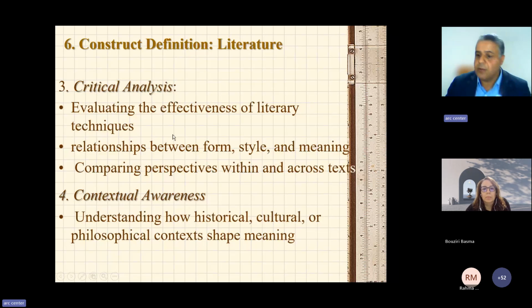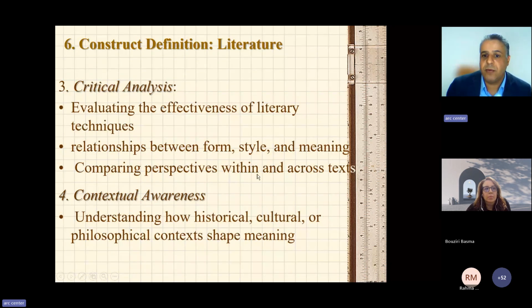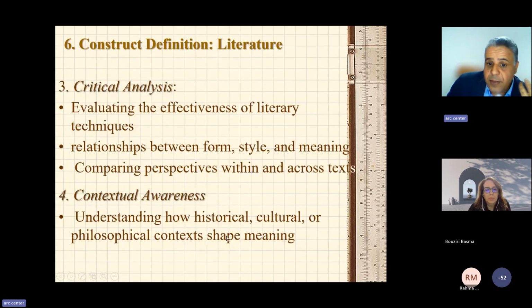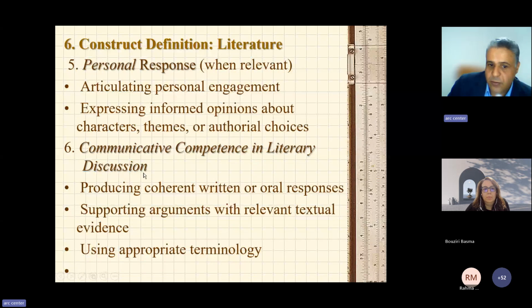Then personal response. Sometimes we ask our learners to respond to a specific literary text when it is relevant, articulating personal engagement, expressing informal opinions about characters, themes, and authorial choices. And then communicative competence in literary discussion. So here, when they discuss a specific work, they need to produce coherent written or oral responses, supporting arguments with relevant textual evidence, using appropriate terminology, the terminology that is specific to literature.